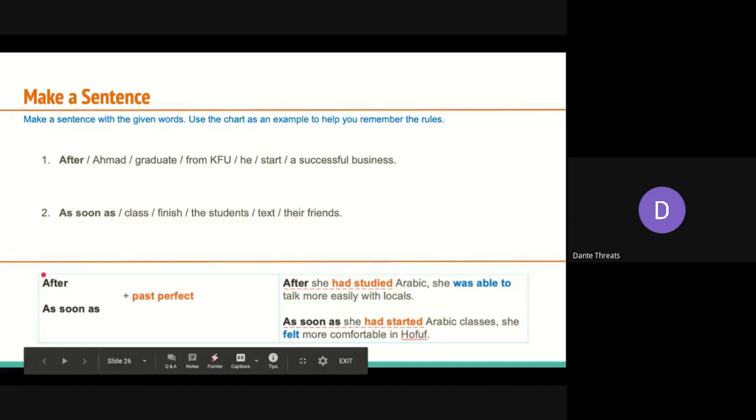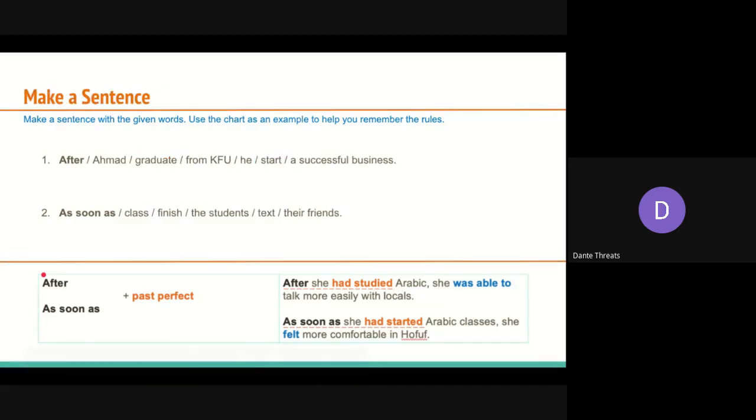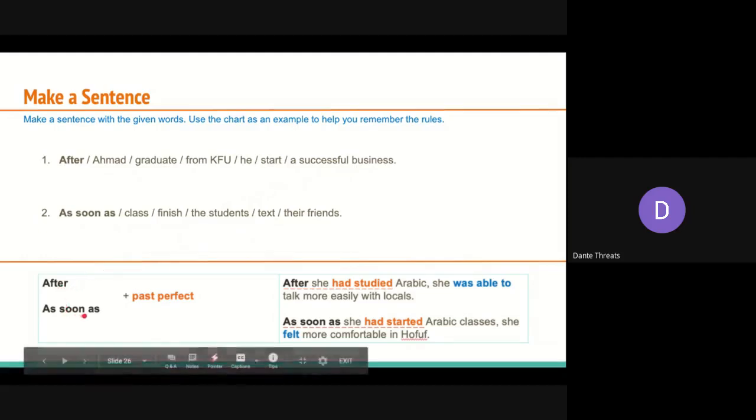Okay, so after, oh, sorry about that. All right, so we have after, Ahmad is the subject, graduate is the verb from KFU, he start successful business, okay? 2, as soon as class finish, the students text their friends, okay? Remember that after and as soon as plus the past perfect.